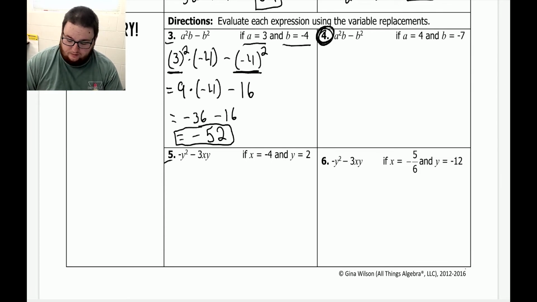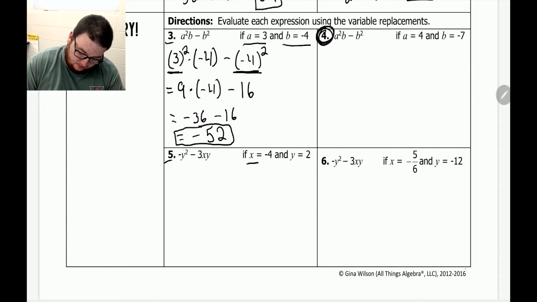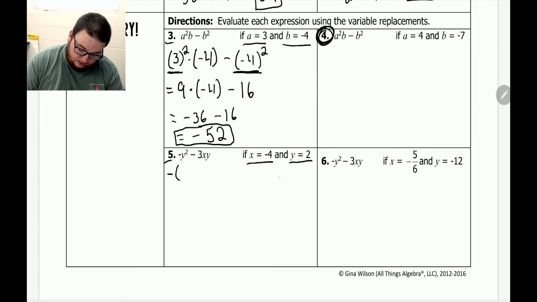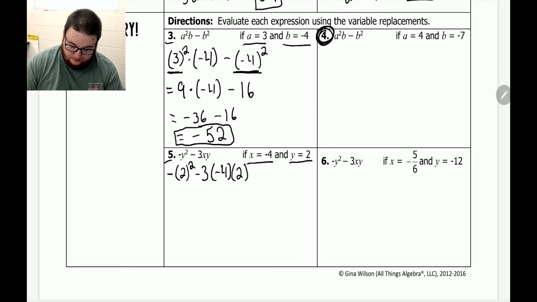Moving on to number 5. We have negative y squared minus 3 times x times y. And we have that x is equal to negative 4 and y is equal to 2. So, first step we have to do is substitute. So we're going to rewrite y as 2 and x as negative 4. So we have negative y changes into 2, and that's squared, minus 3 times x was negative 4, and y was 2.